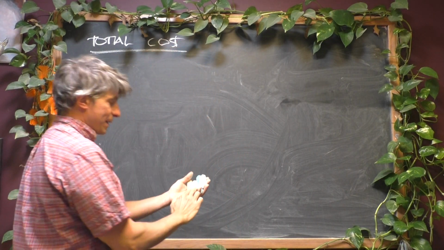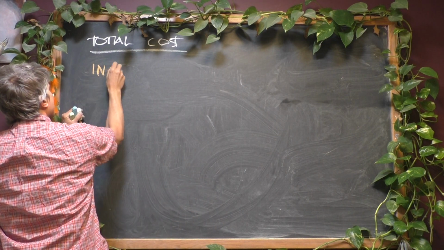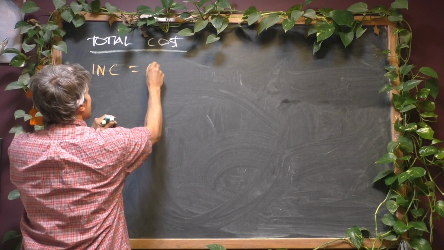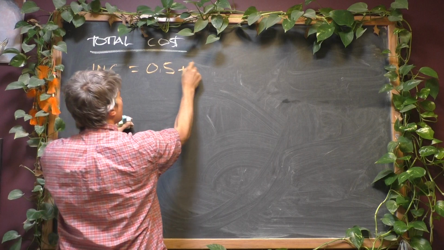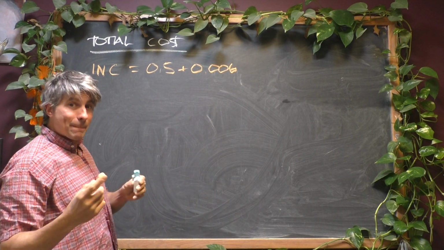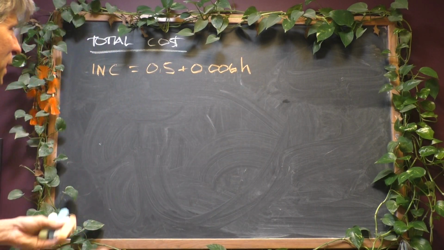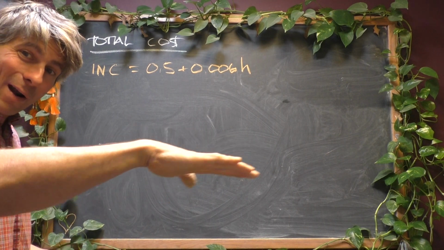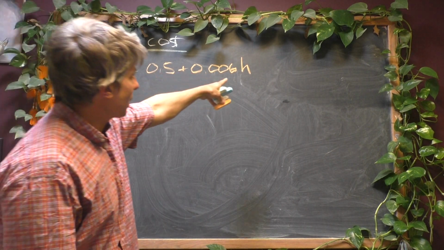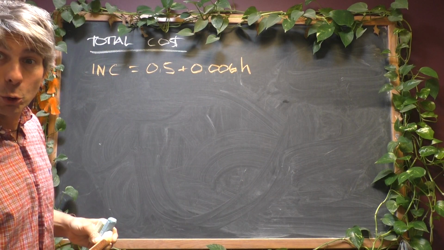So I brought three colors: blue, green, and orange. We'll use orange for incandescent. For incandescent, the fixed cost was 50 cents, so that's 0.5, plus the variable cost of 0.006. As far as a variable goes, I'm going to use H for hours, just because that was what we were using as the run variable. So that's the total cost of an incandescent after H hours. You plug an H value into that, and out pops the total cost.